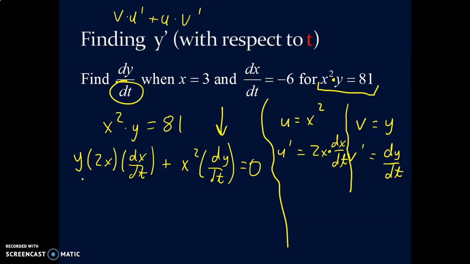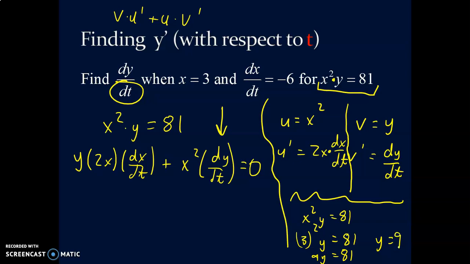Now the other thing is, I don't know what y is, so I'm going to have to use x with my original equation and figure that out. So off to the side, we're going to say x squared times y equals 81. When x is 3, 3 squared times y equals 81. So 9y equals 81, which means that y equals 9. So off to the side, I'm going to have to figure that value out because I need y to plug into this equation when I'm solving for dy/dt. So sometimes you're going to have to use the x value to figure out the y value, or you could have a y value to figure out the x value from the original equation.